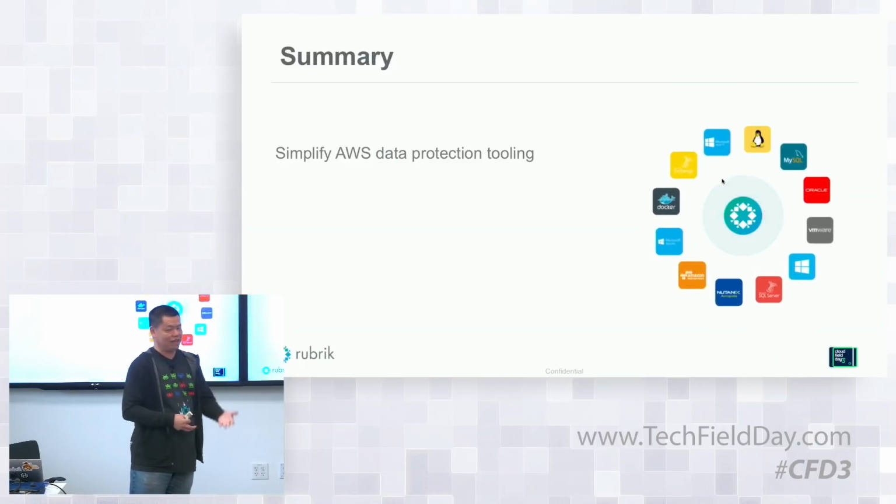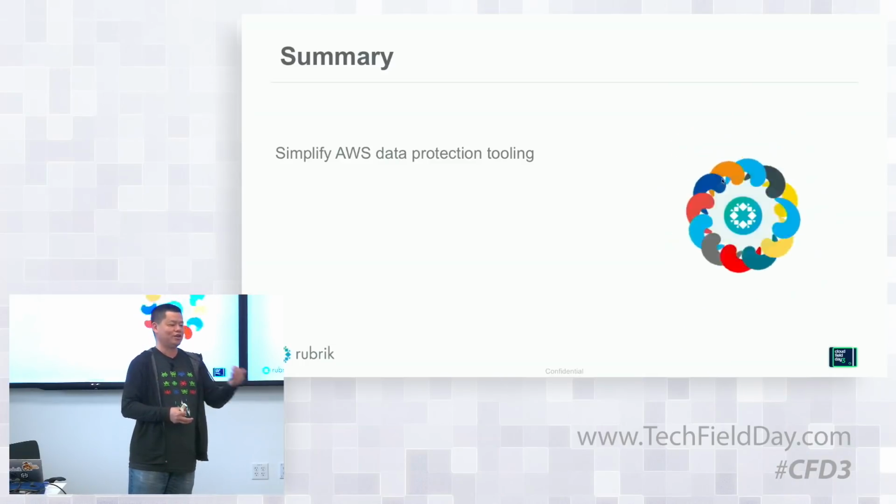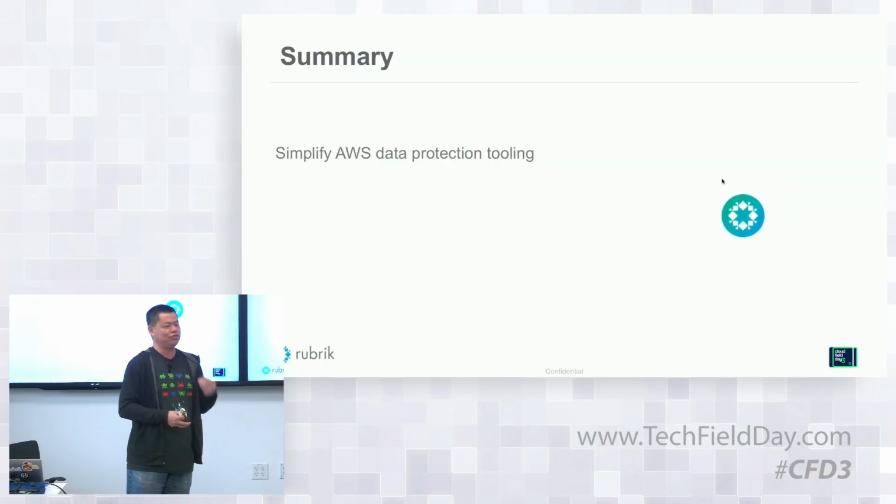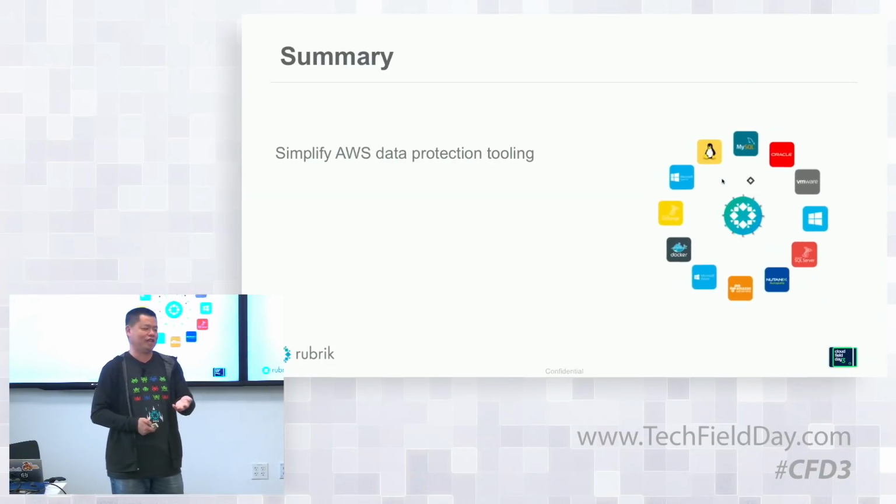What we're trying to do is say, if you know Rubrik, you know how to manage snapshots in AWS, and you will know how to manage snapshots in Azure and Google Cloud.